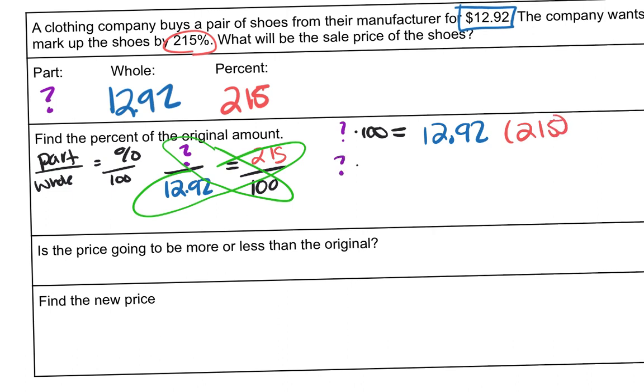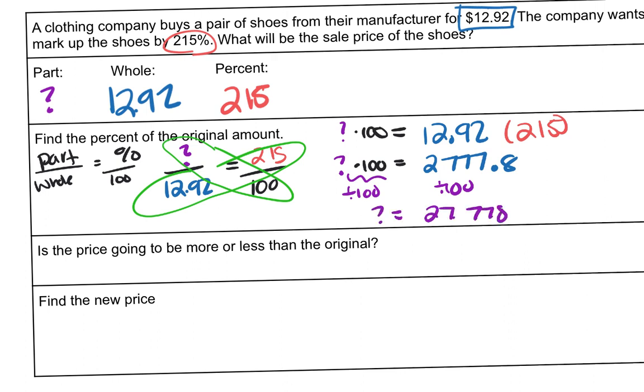Can't multiply question mark times 100. We don't know what that is. But we can do the multiplication on the other side and get 2777.8. To get the question mark by itself, I need to get rid of the times 100. So I'm going to divide by 100. $27.778.